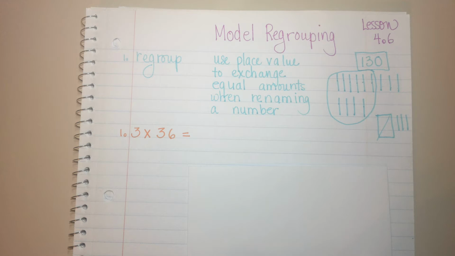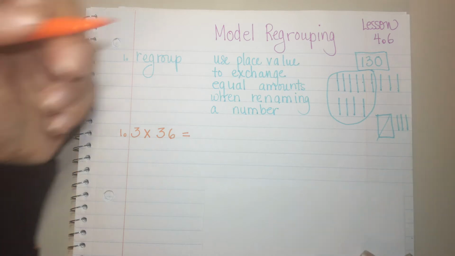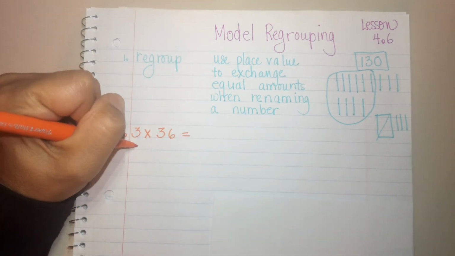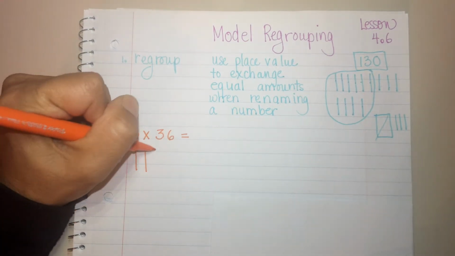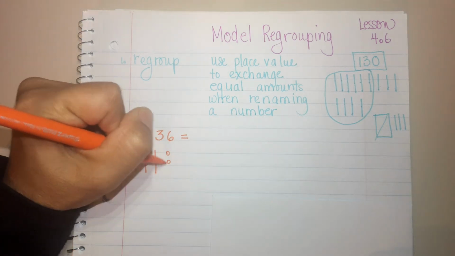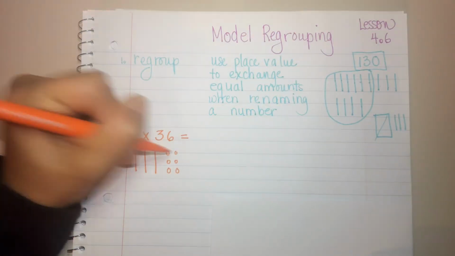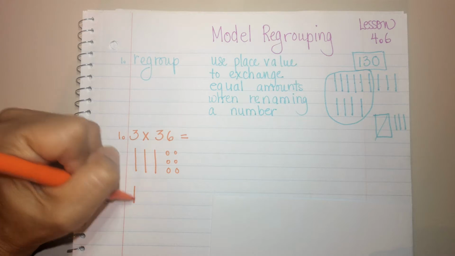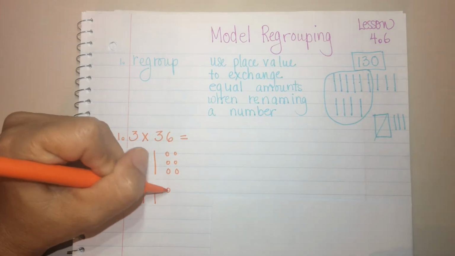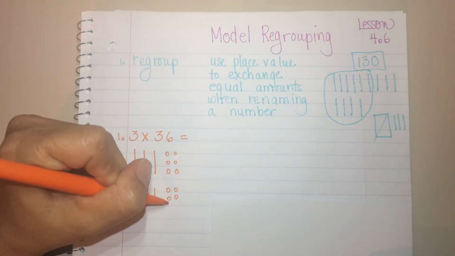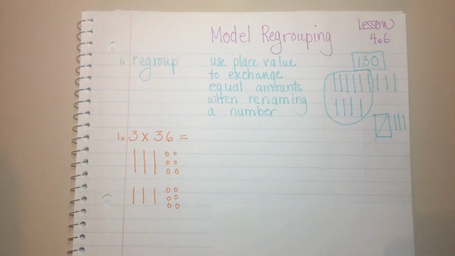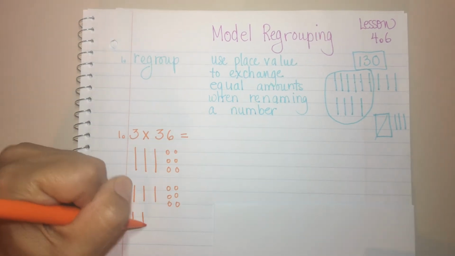I have a problem there, 3 times 36. And boy, is this going to look familiar. We've got 10, 20, 30, 6. And we have to draw that 3 times because it's 3 groups of 36.